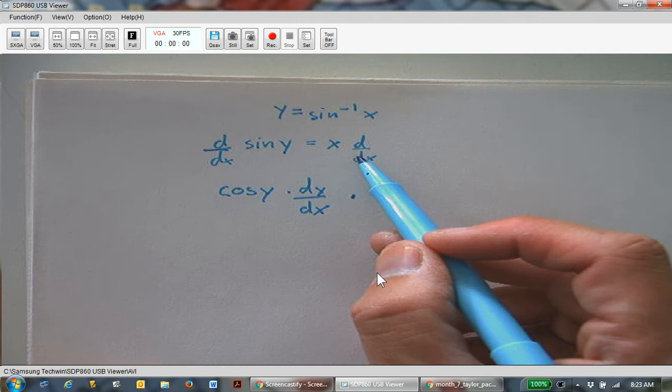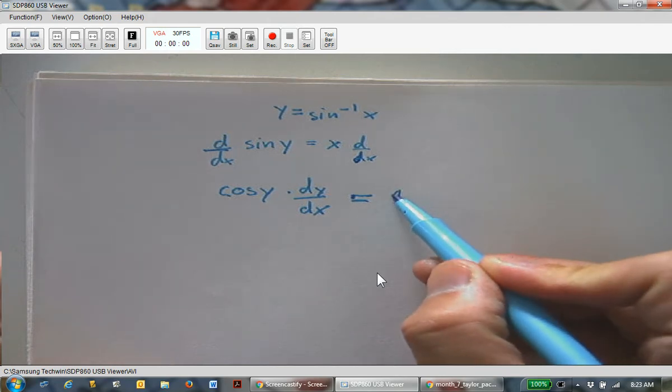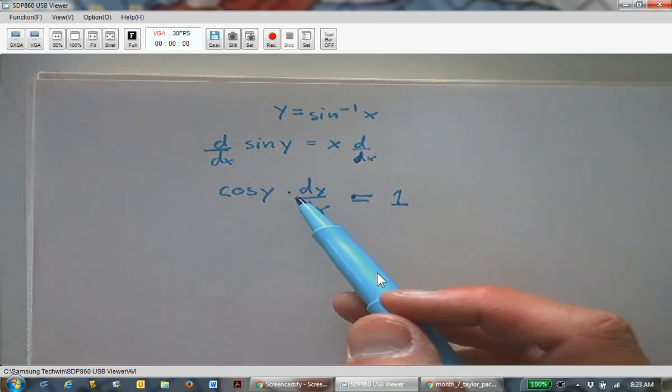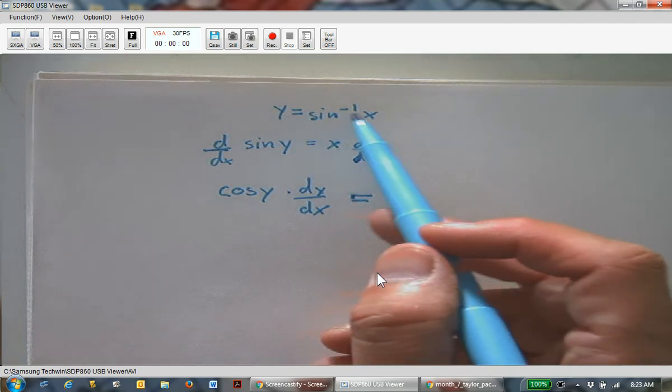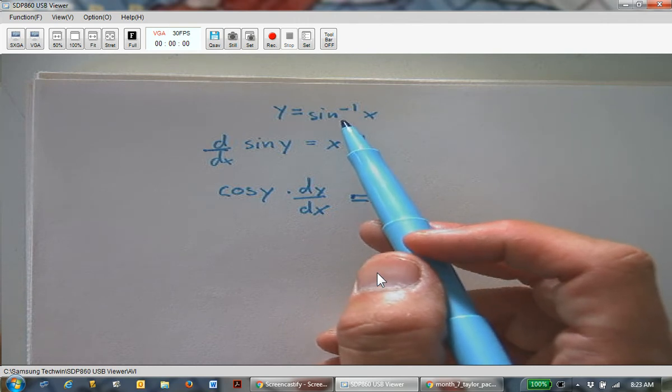And here, what is the derivative of x with respect to x? Just 1. Now, remember, the whole point of this is to find the derivative of this inverse function, this inverse trig function.